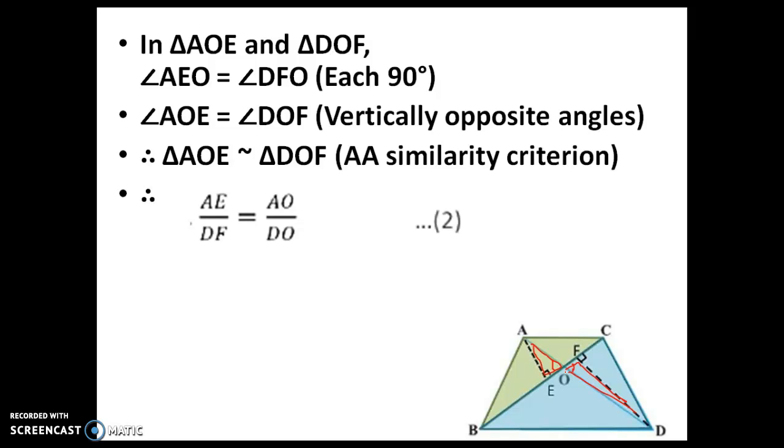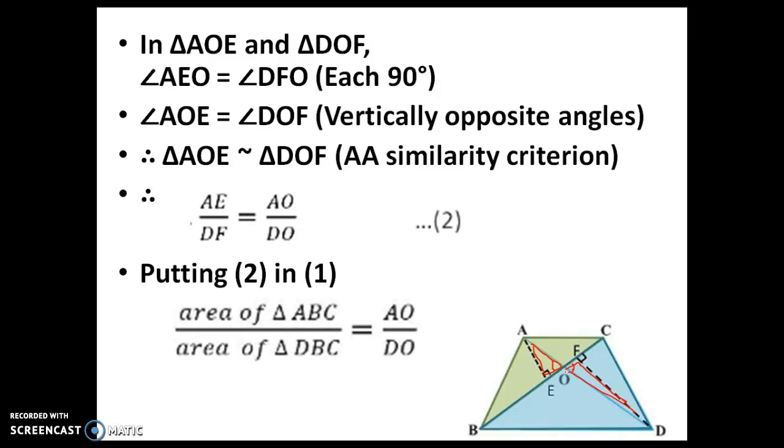So now these two are equal. In the first equation we got AE by DF only, so we can replace that with AO by DO, putting 2 in 1. You will get area of triangle ABC divided by area of triangle DBC equals AO by DO. Hence proved. This is what they asked in the question. That's what we have proved. With this I'll end this video. I'll continue in my next video. Thank you, children.